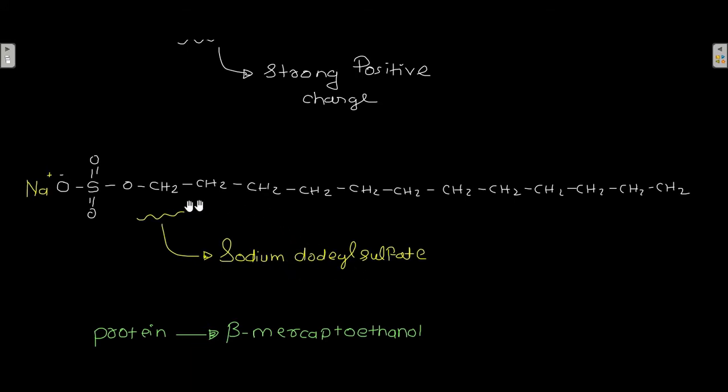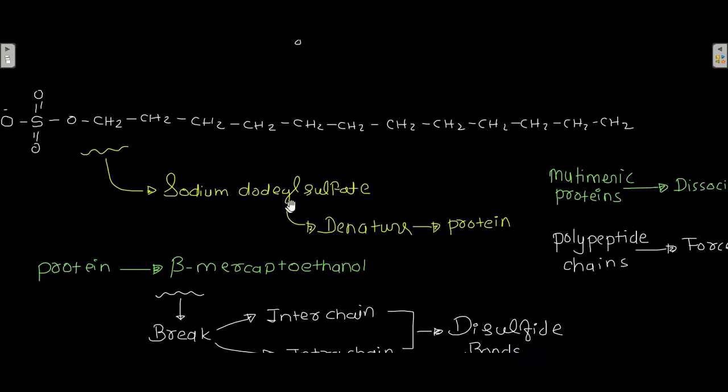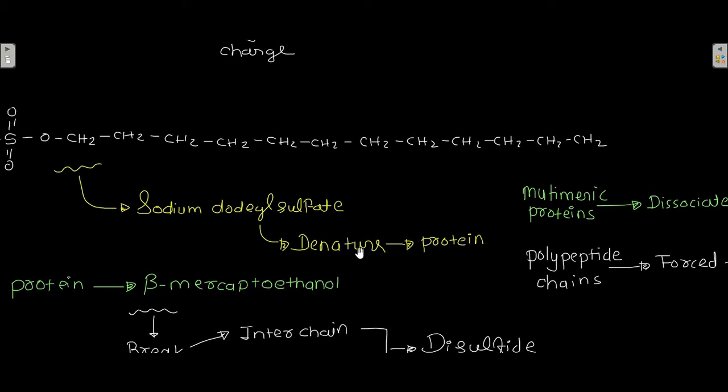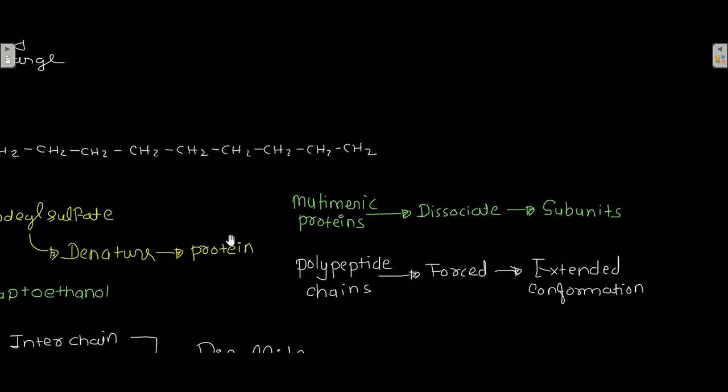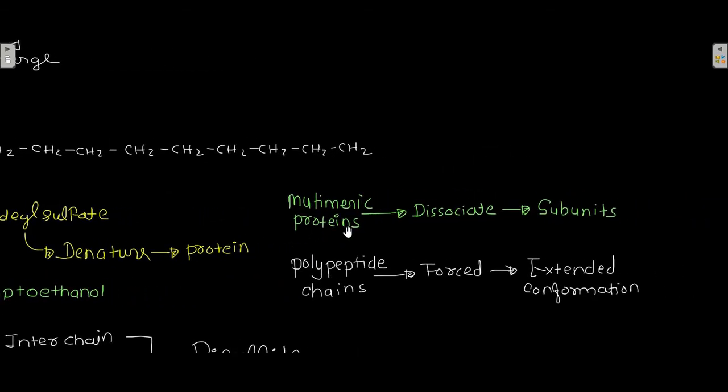There is a long chain of CH2, CH2, CH2, CH2. Now this sodium dodecyl sulfate denatures the protein, and that causes the multimeric protein to dissociate into its subunits, and that is how the polypeptide chains are forced into the extended conformation.